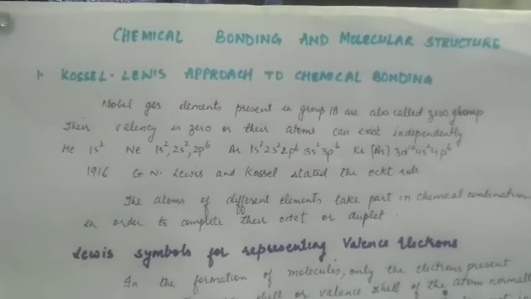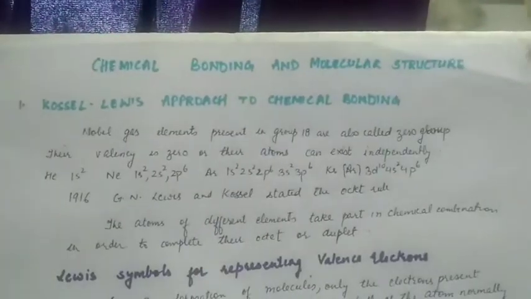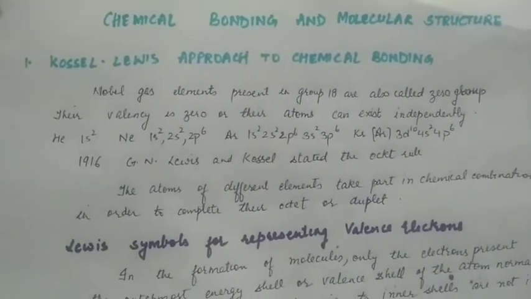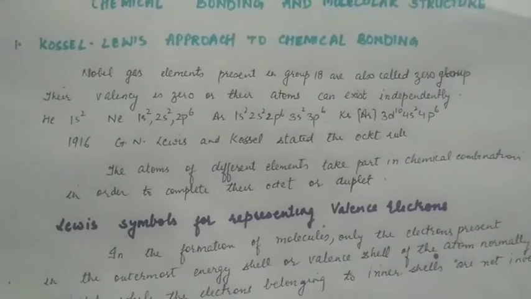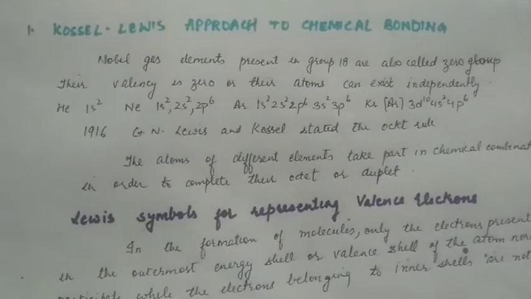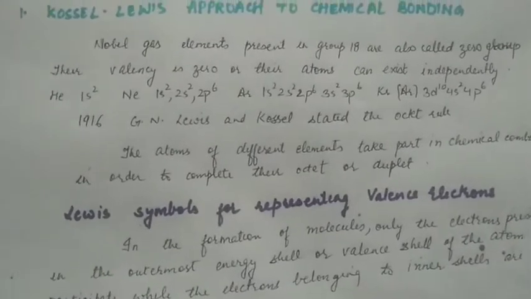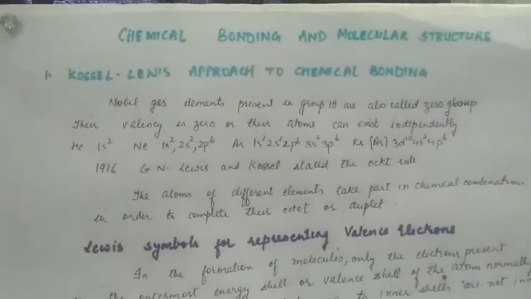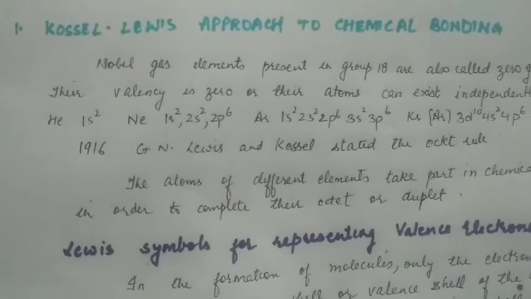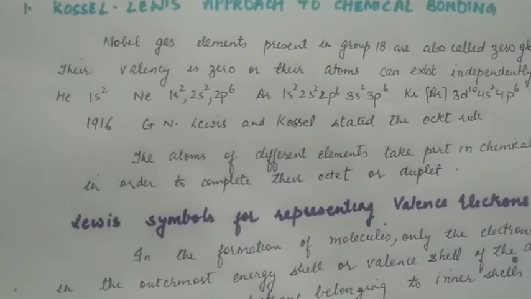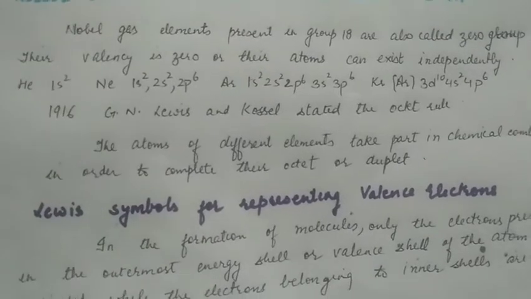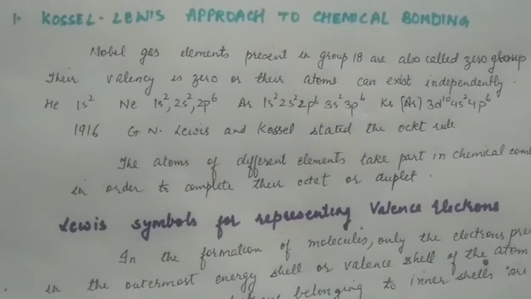The topic that we take today is chemical bonding and molecular structure. Kossel-Lewis approach to chemical bonding. Kossel and Lewis studied the noble gases and found that noble gas elements present in group 18 are called zero group elements because their valency is zero and their atoms can exist independently.